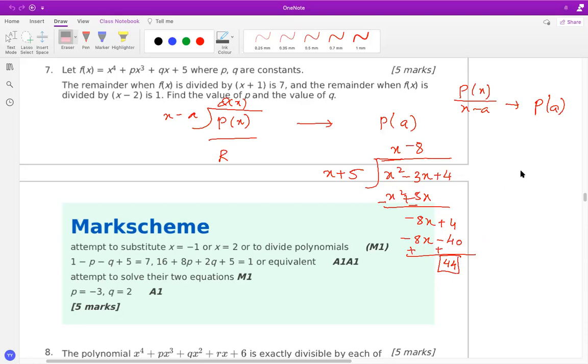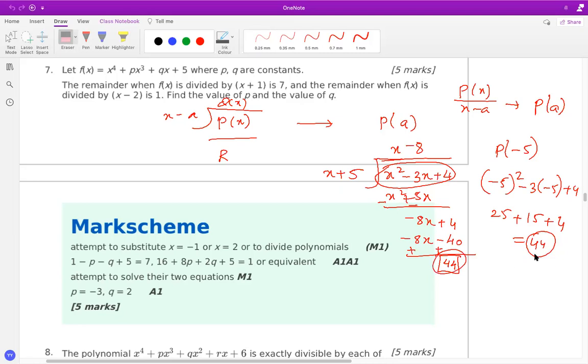Now, if I had done the same thing by just taking p of minus 5, that means I plug minus 5 here, and let's see what we get. So minus 5 squared minus 3 times minus 5 plus 4. What happens is you get 25 plus 15 plus 4, which is nothing but 44. So you can see that both the remainders are the same.